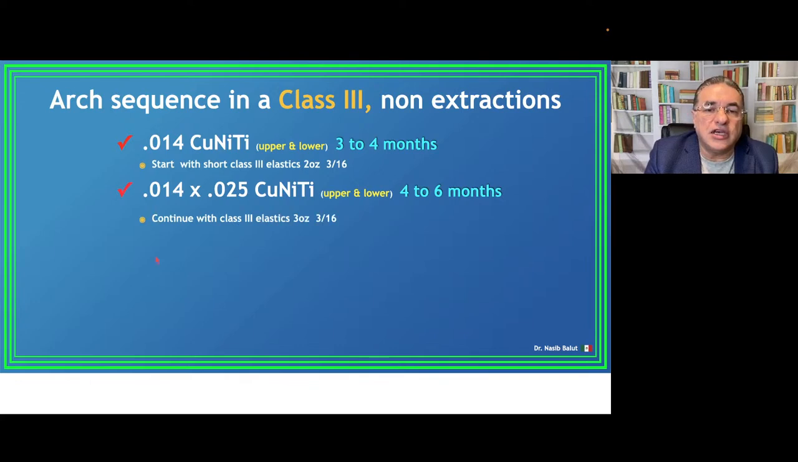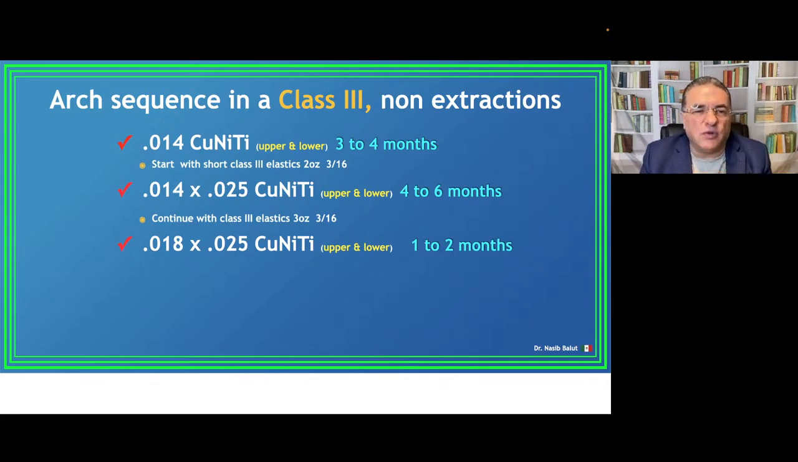I will continue with the class 3. Sometimes I increase the force, and they are not going to be short class 3 elastics. Now the patient will be using the elastics from the lower cuspids to the upper molars. They are 3/16, 3 ounces.